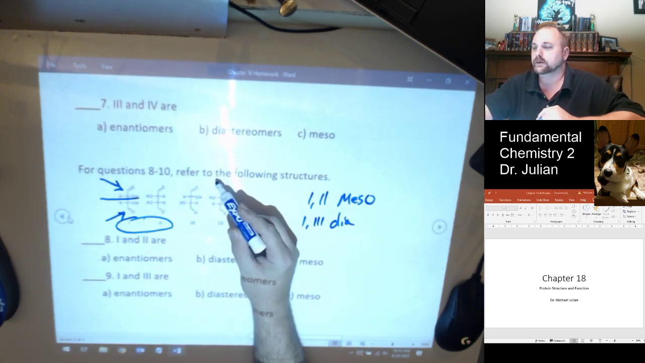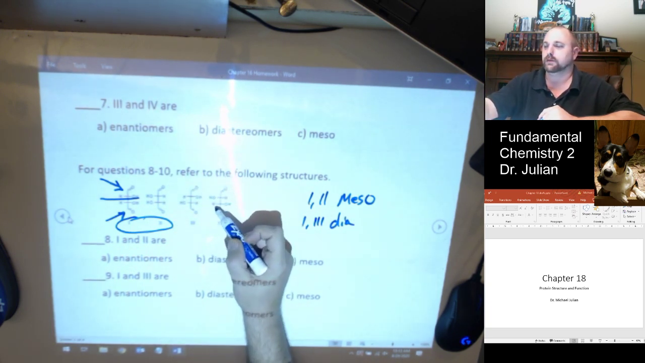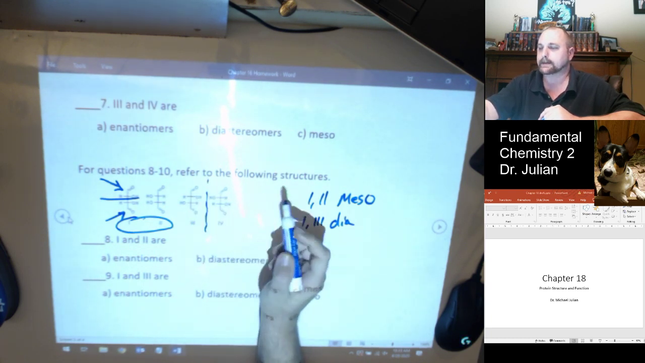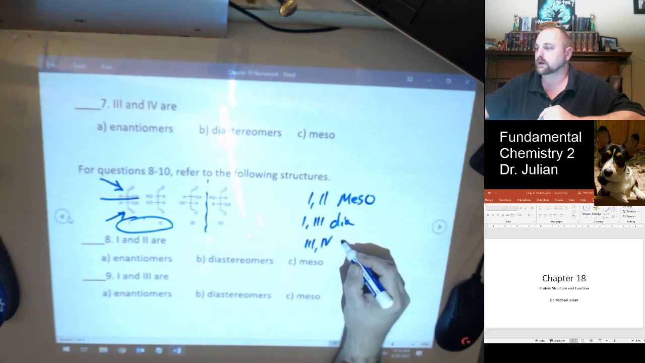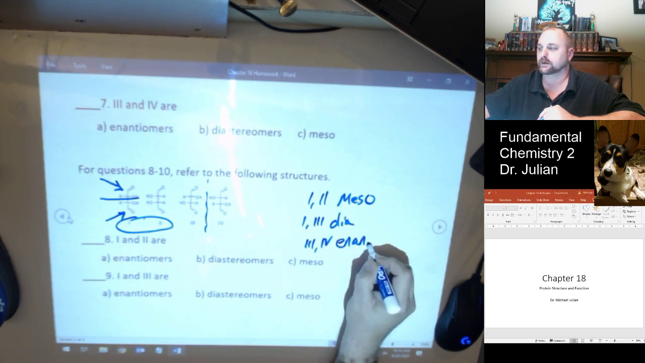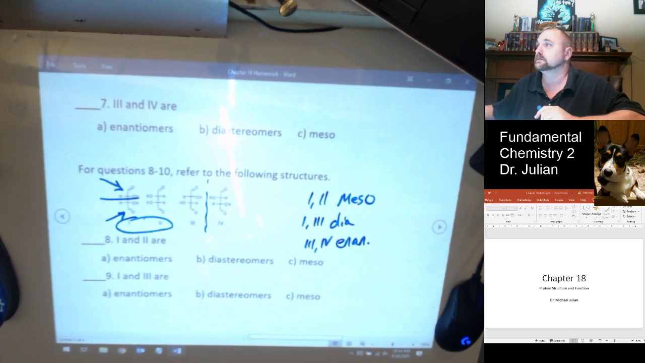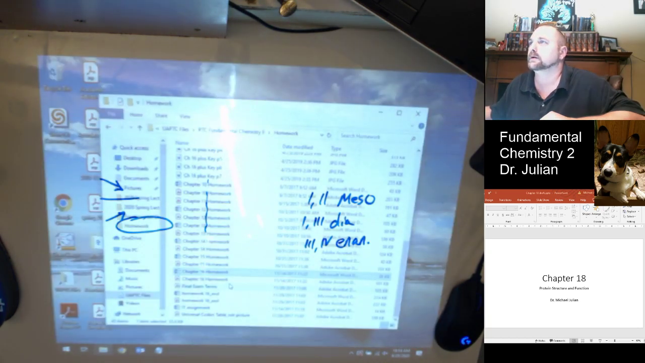And so these, if I spun it, this OH would end up on the bottom. And so they are mirror images. And so 3 and 4 are enantiomers. Okay. And that's it for that homework. Oh man, flying through it. Flying through it. Alright. Let's see what else we have.